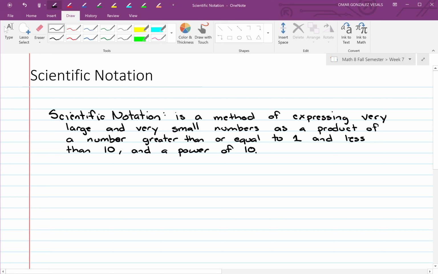Okay, so there's your definition. Scientific notation is a method of expressing very large and very small numbers as a product of a number greater than or equal to 1 and less than 10 and a power of 10. Okay, so it sounds confusing. It's not. Okay, so I got you guys right now.